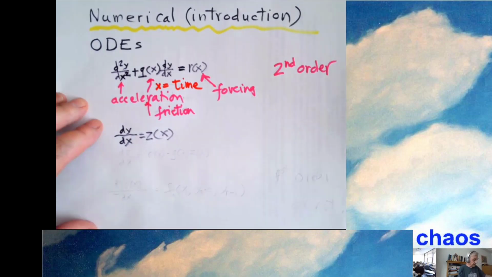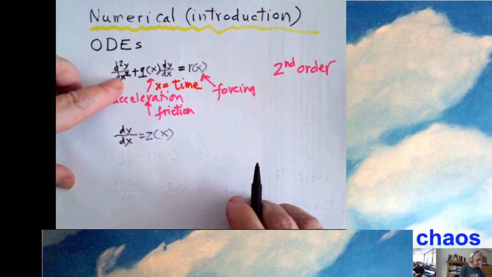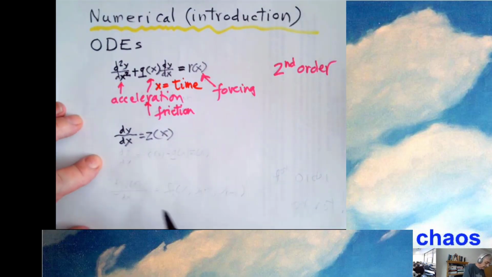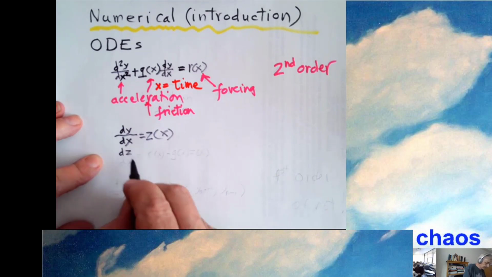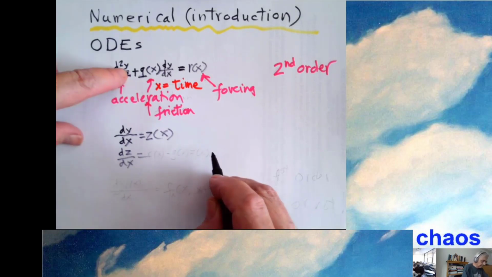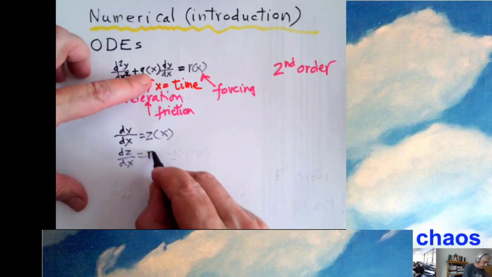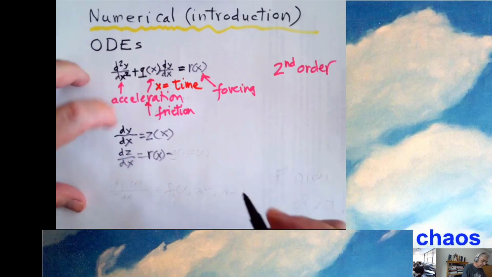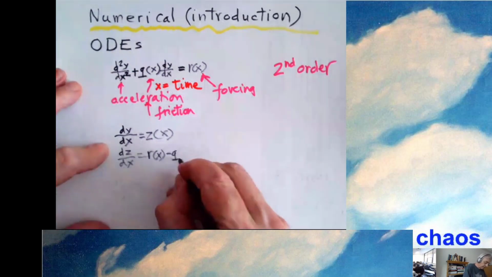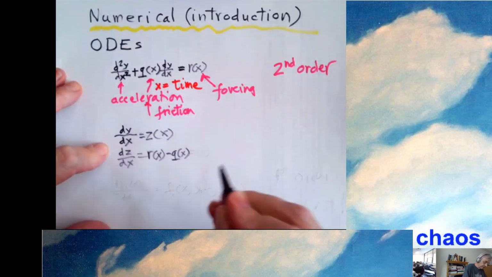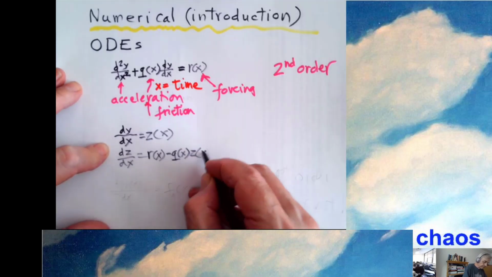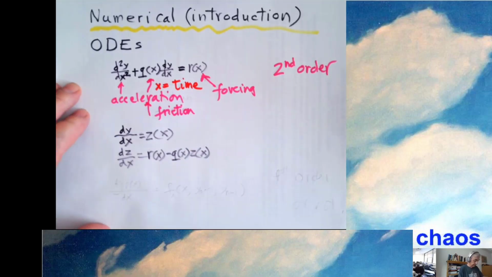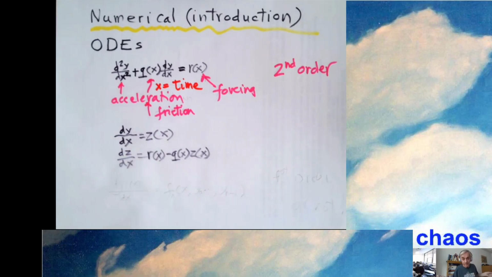But the usual thing is to say, let me just say that the first derivative is some function. And then when I take the first derivative of that function, I get this thing here. So that equals r of x minus q of x times c of x. This is this thing. So this is the same equation. We just wrote it in terms of two.